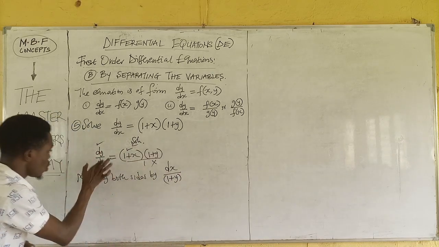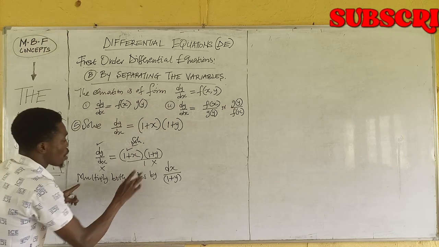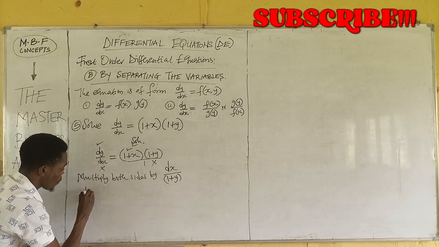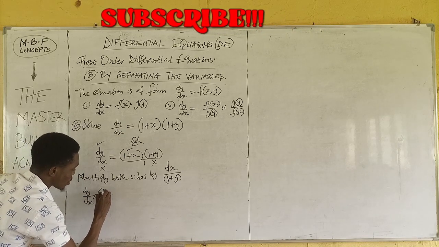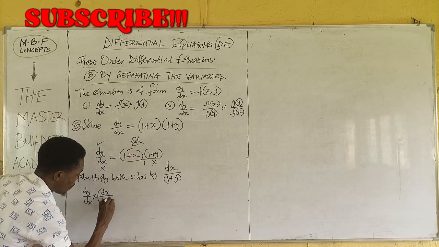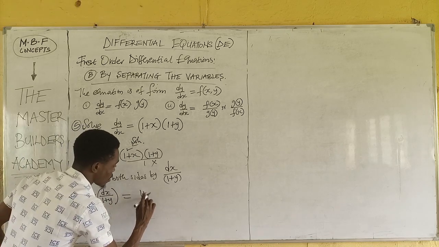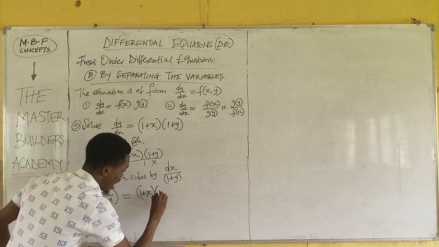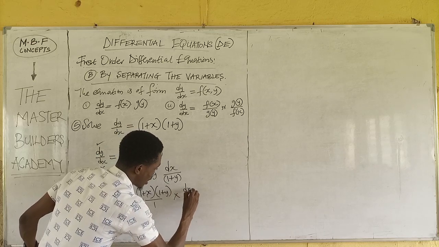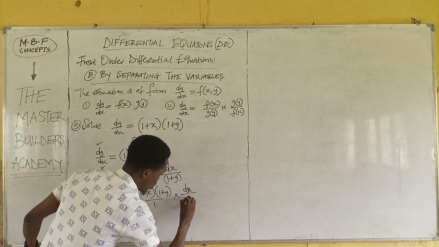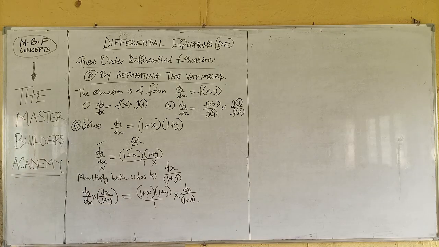Numerator comes to denominator, denominator comes to numerator. That's how it is. All we just need to do now is multiply this, then we are going to have dy over dx times (1 plus y) over 1 is equal to (1 plus x) times (1 plus y) all over 1 times dx over 1 plus y. You finish like this, guys. It's as simple as it is.